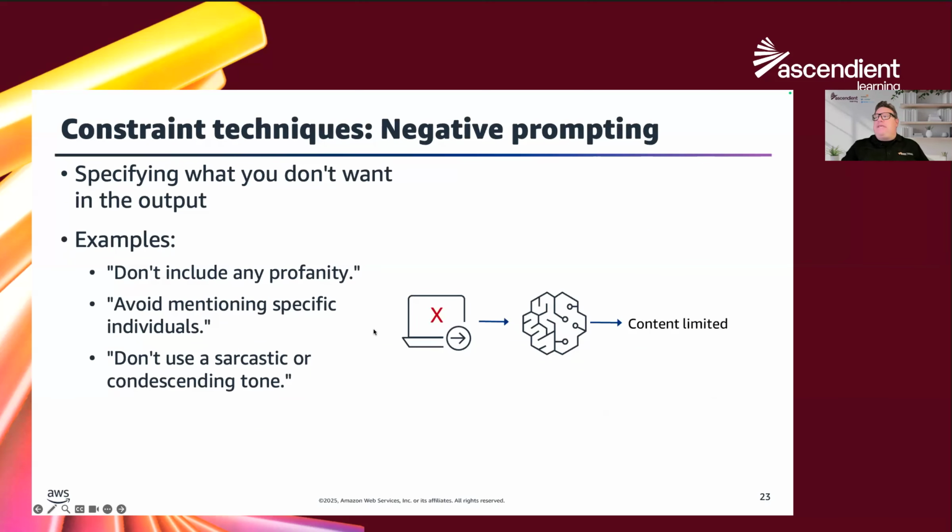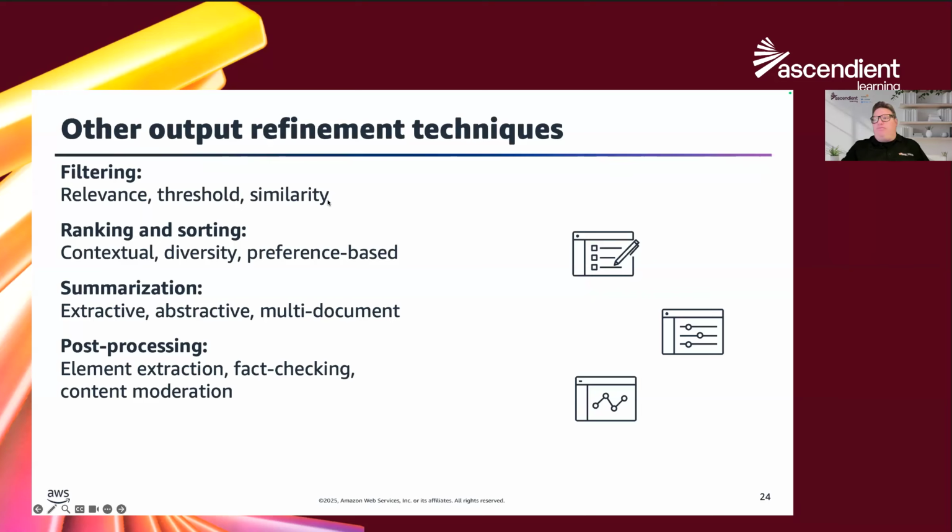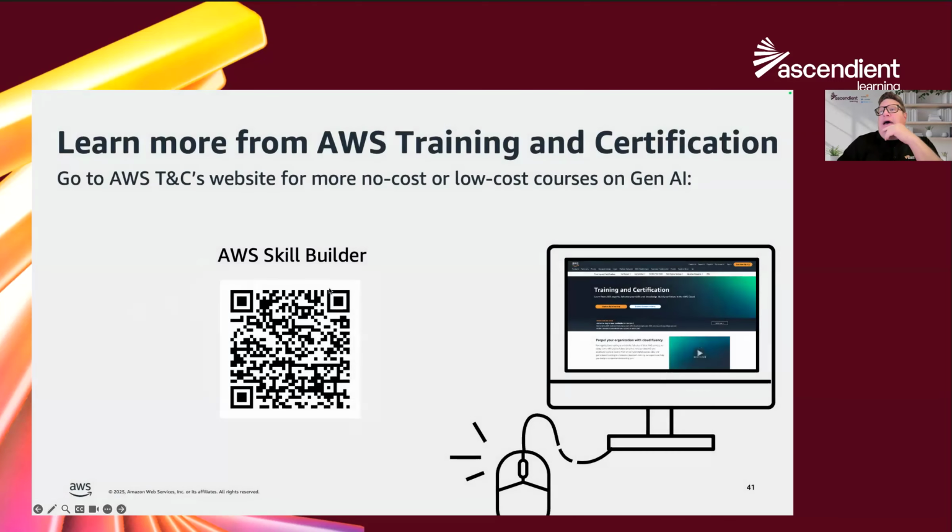Another thing to mention maybe is the negative prompting. So don't include this, avoid mentioning these things, so you can tell it what to avoid as well. And here's some other things. I'm not going to get too much into those. So I just wanted to include those as a couple of other things just to mention.